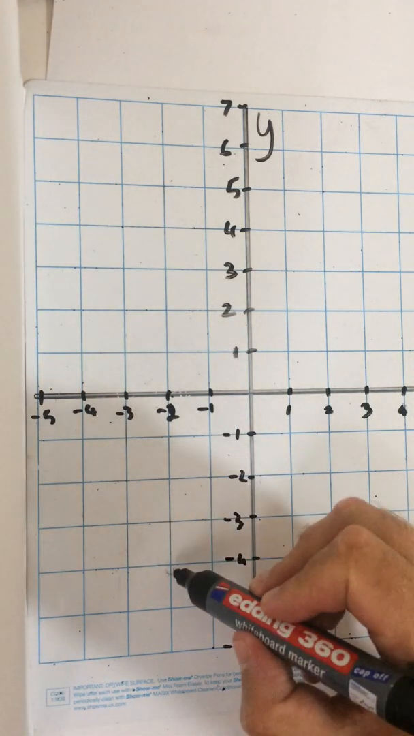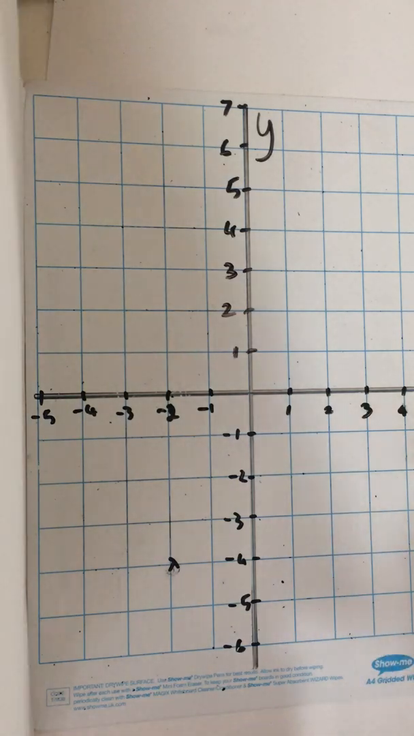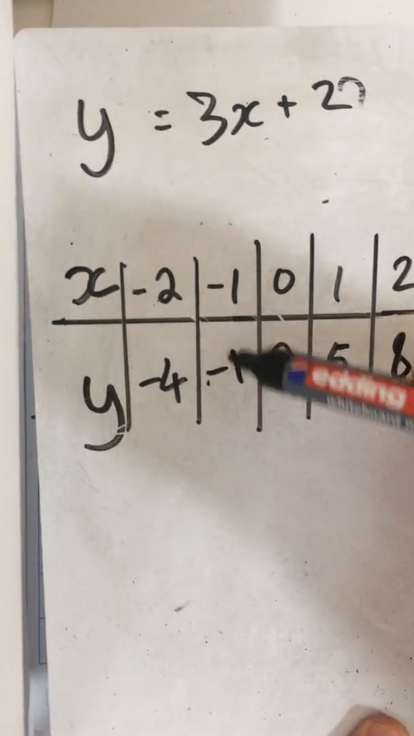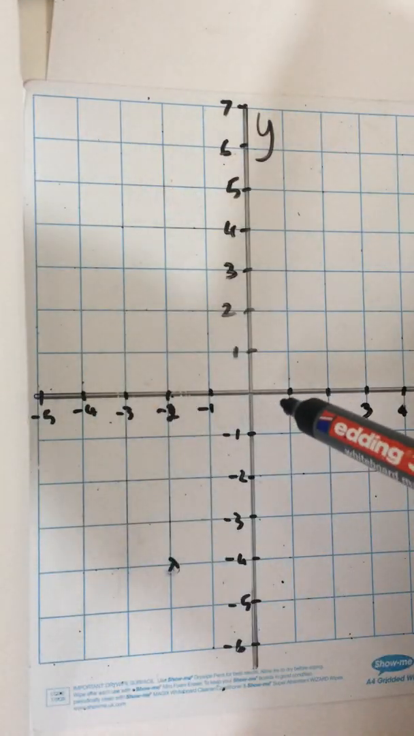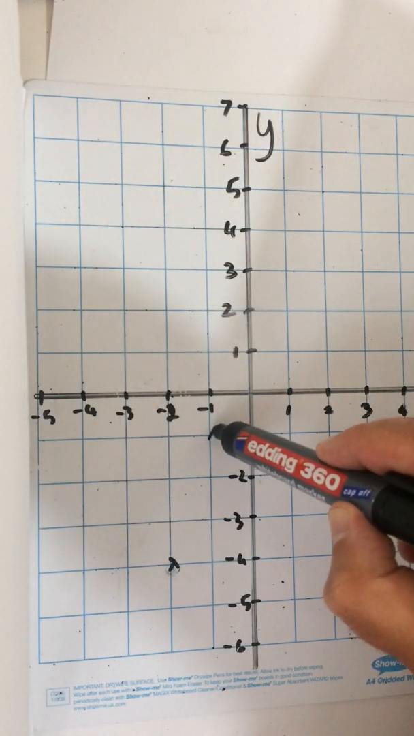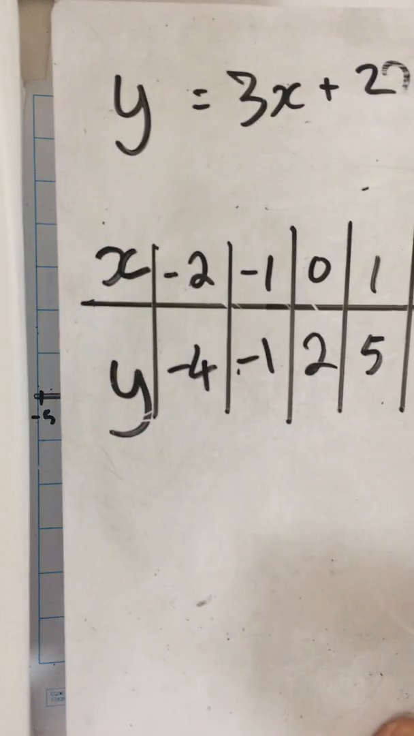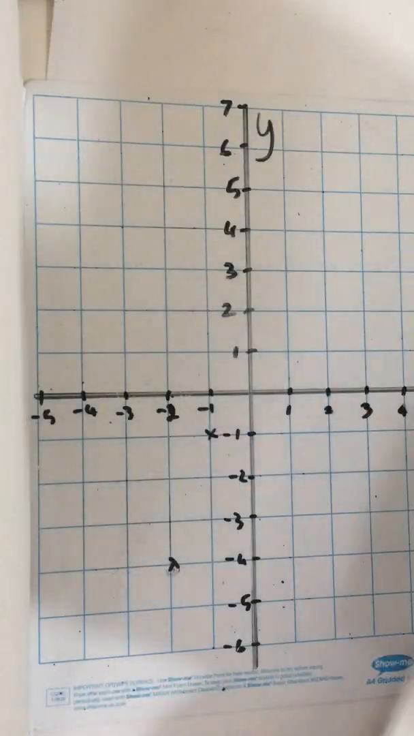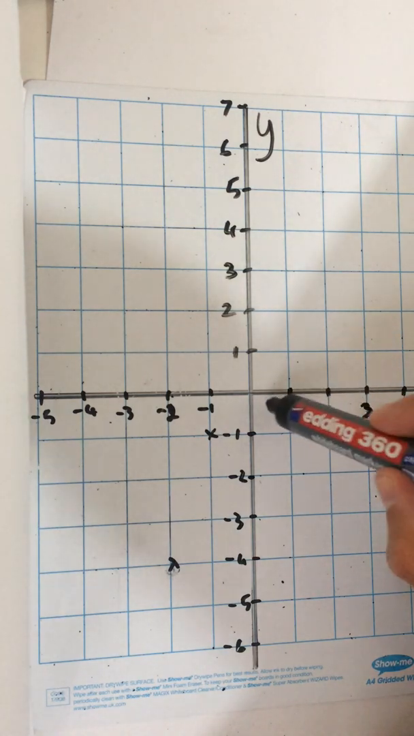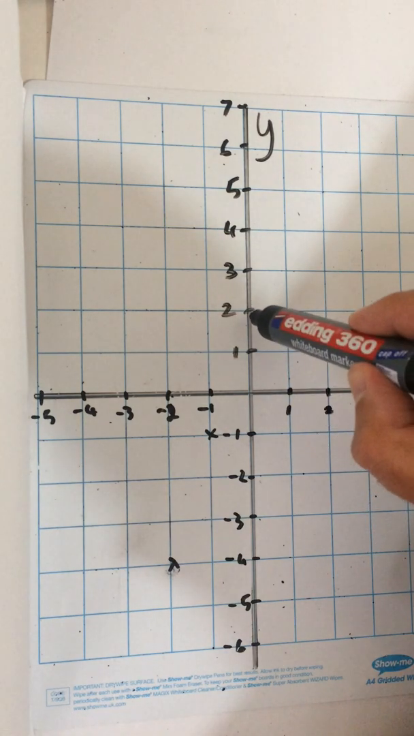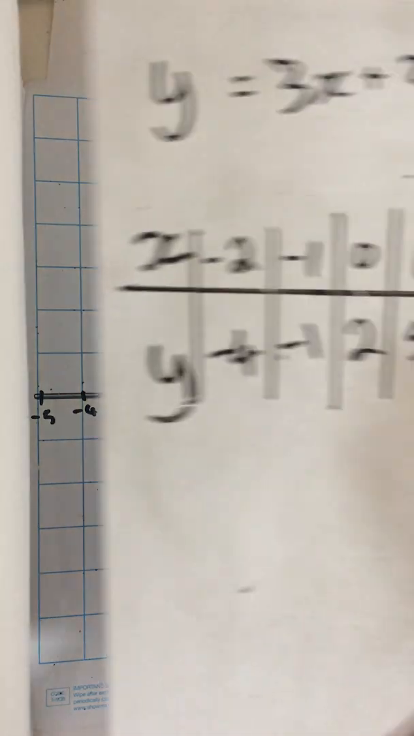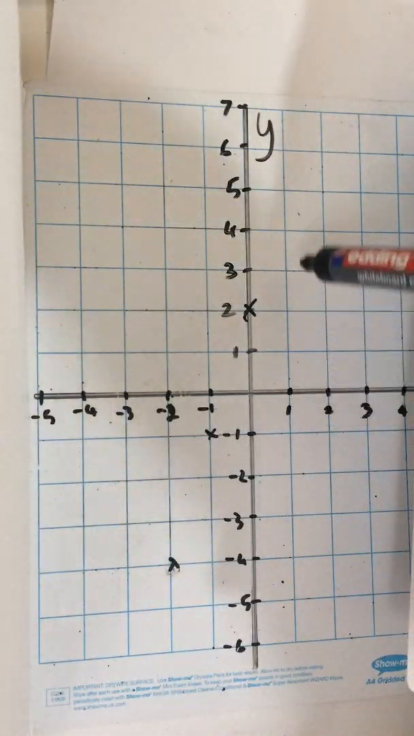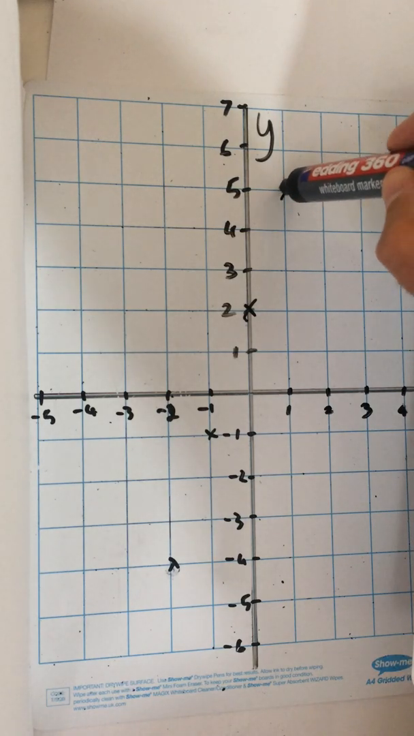Let's put a dot there, and I'll put a cross there. Right, for the next one, I go -1 on the x-axis, and that's also -1 on the y. So I go across to -1. Yep, that's my next one. Then I'm going 0 on the x-axis and 2 on the y. Then I go across to 1 on the x-axis, and up to 5 there.